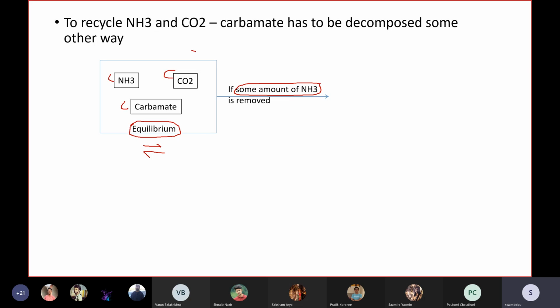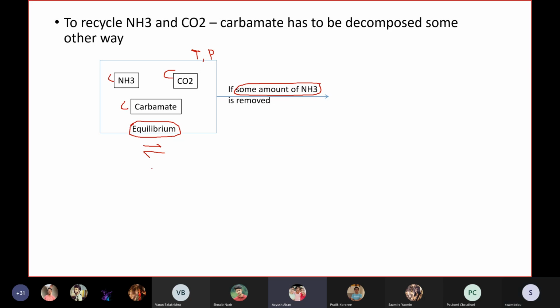I haven't changed the temperature or pressure, so these two remain the same. If I disturb the equilibrium, will the system want to come back to equilibrium or not? Can that be answered by anyone? Yes, sir, it will come to equilibrium. Yes. So to come to the equilibrium state, what should happen? The concentration of ammonia should increase from the reduced value to the previous value, or not?